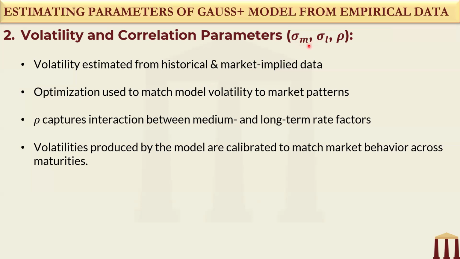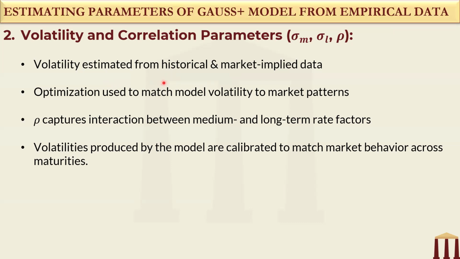So the Gauss plus model is accounting for this fact that you don't have constant volatility. You have different volatility. What was Vasicek doing? Vasicek was assuming constant volatility. Okay. So how is the estimation done? Volatility is estimated. We start by examining the term structure of volatility in real markets. How much the interest rates tend to fluctuate at different maturities.